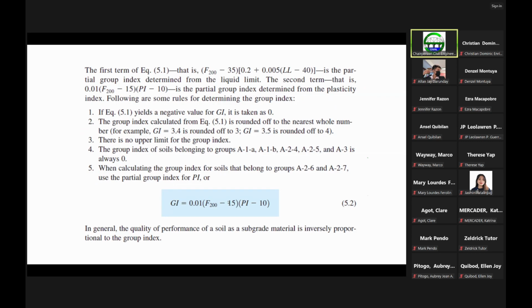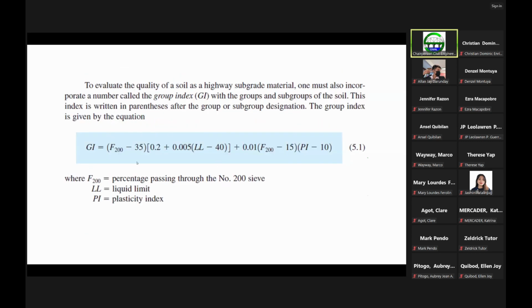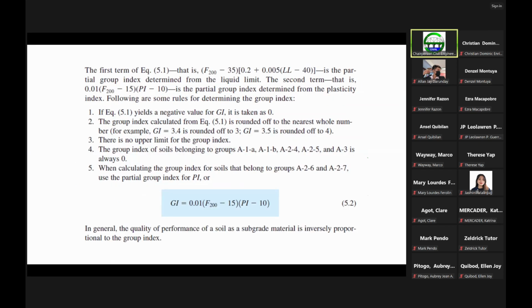If you notice, this equation here has two terms. This is the first term, and this is the second term. The first term there is called the partial group index, which is determined by the liquid limit. And then the second term in the equation is the partial group index, which is determined by the plasticity. So here you have the LL, the liquid limit, and here you have the PI.